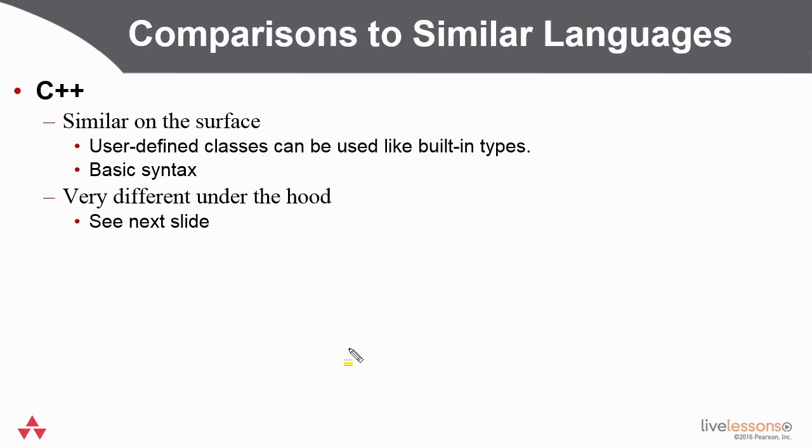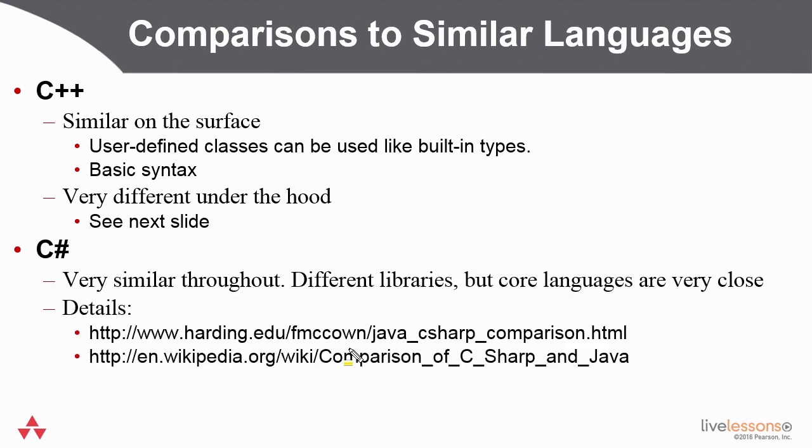Now, if you come to Java from C++, Java will look a little bit familiar to you, but once you dive under the hood, you'll see that the Java take on object-oriented programming is substantially different than the C++ way of approaching object-oriented programming. On the other hand, if you come to Java from C#, you'll see that both on the surface and under the hood, the two approaches are very similar.